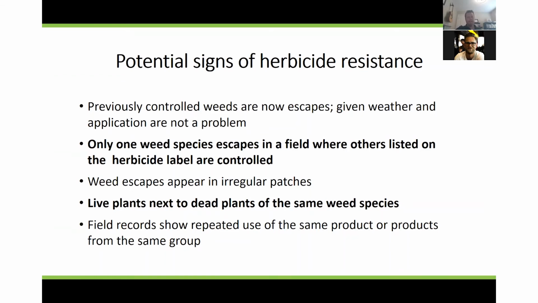Also, irregular weed patches or patches that are growing over time. And one of the most important ones is if you have live plants next to dead plants that are of the same weed species. And I'll show that in a second here. And finally, field records show repeated use of the same products or the same herbicide mode of action over time. And this is where your field records are very important in diagnosing herbicide resistance.